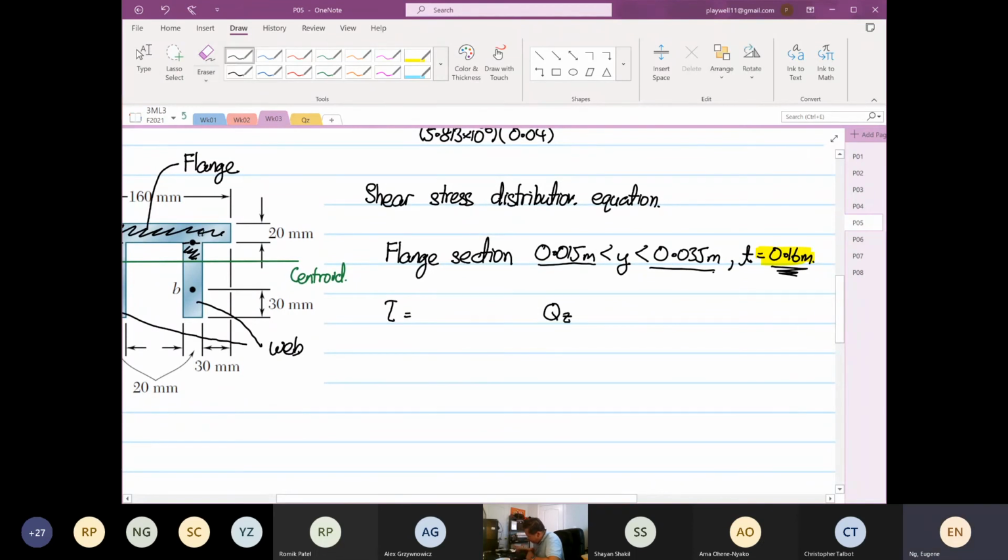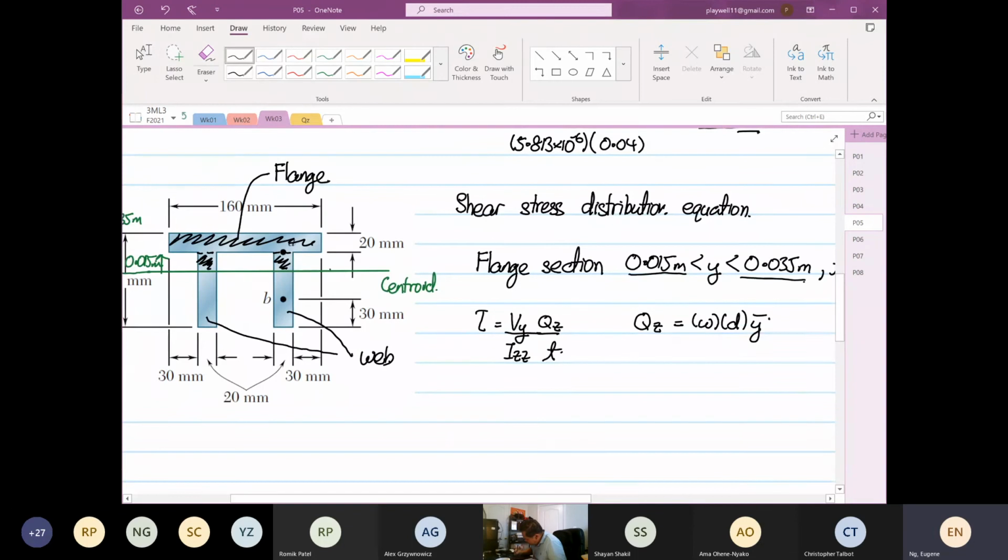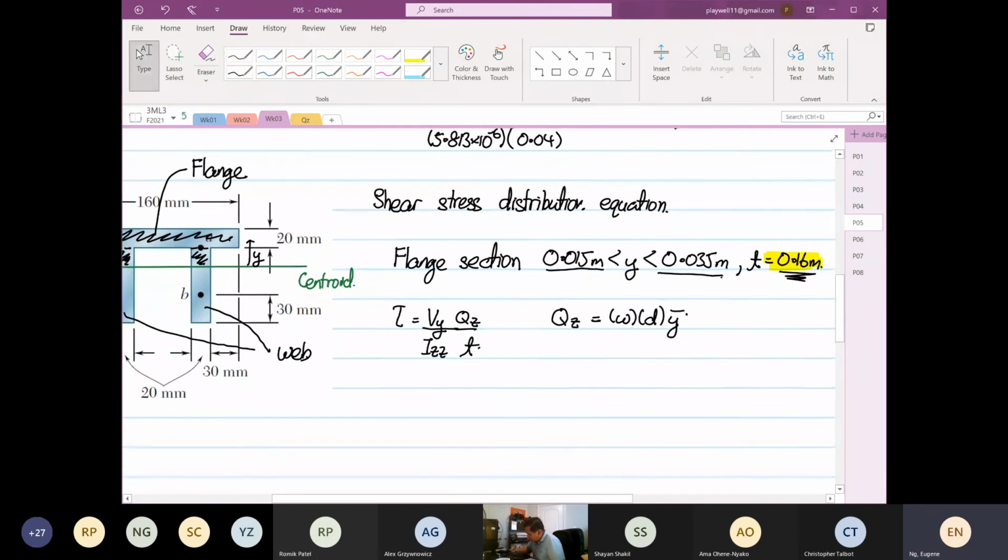I better write in proper terms because I told you guys that this is VY over IZZ. QZ divided by T, right? So QZ will equal to be width multiplied by depth multiplied by Y bar, right? So based on the distribution, this is our Y value, which is a variable. Our width is a constant, equal to 0.16.